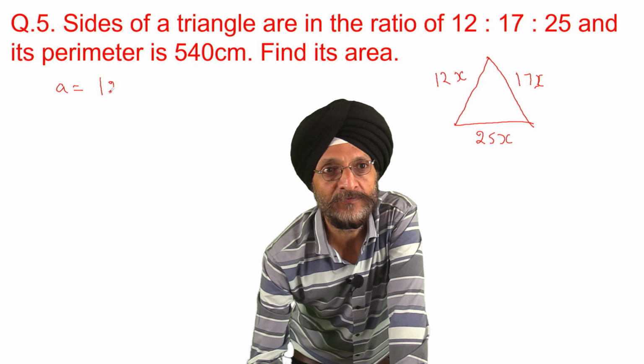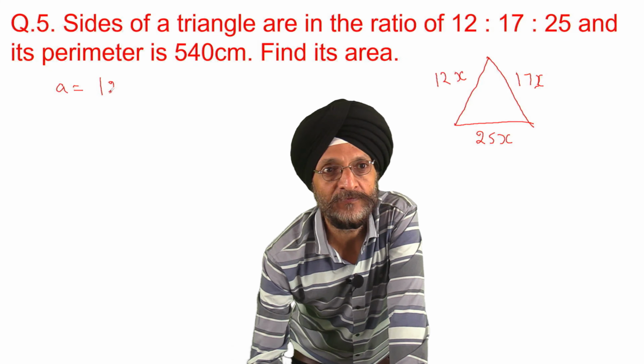What is the meaning of semi perimeter? Semi perimeter means half of perimeter. Perimeter divided by 2. If we divide perimeter 540 by 2, it will come as 270 centimeter. So we have found out the value of semi perimeter. So now all these values, whether it is S, A, B or C, all the values are before us. We will fill in the relevant values in Heron's formula.